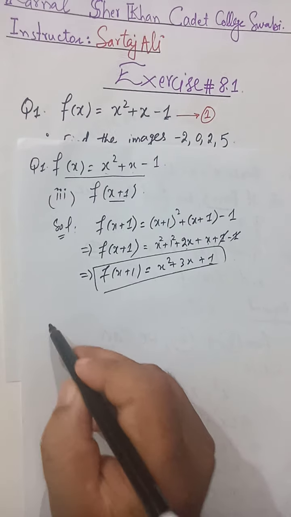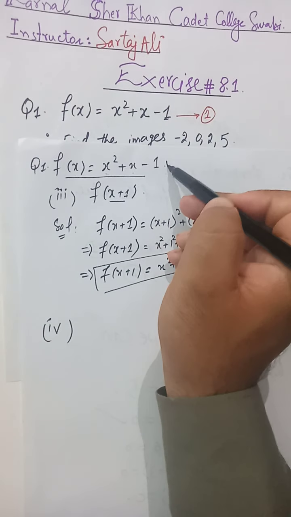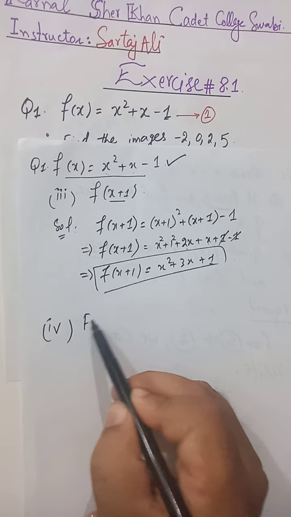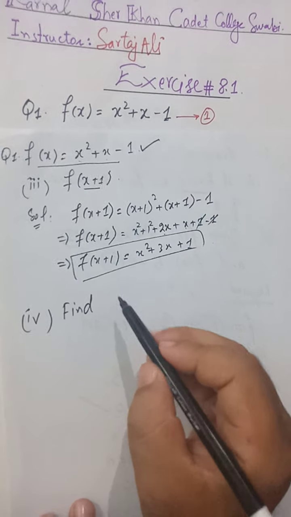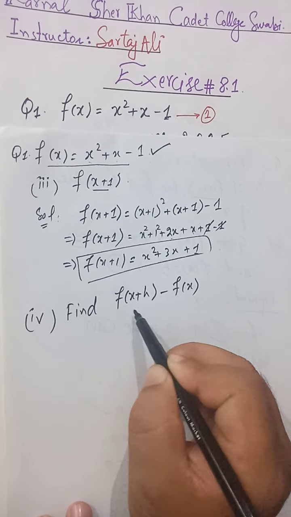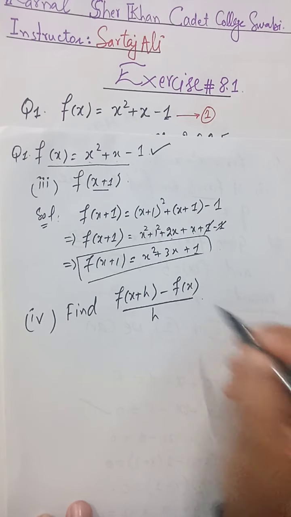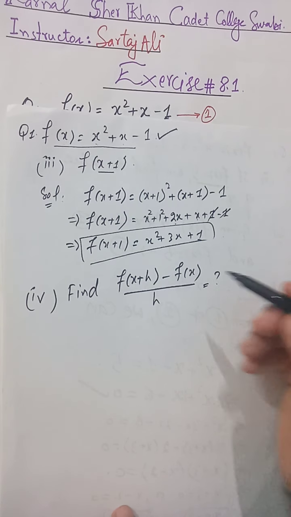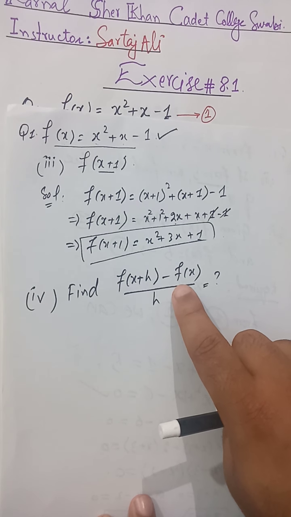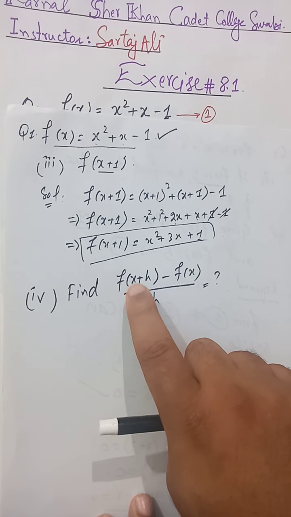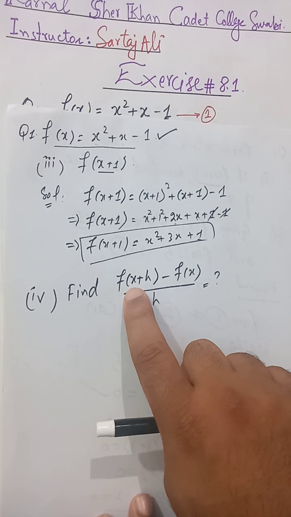Part number 4. In part number 4 of question number 1, the given function is f of x is equal to x square plus x minus 1. In part 4, you need to calculate f of x plus h minus f of x divided by h. To find this, you clearly have the value of f of x, but you don't have the value of f of x plus h, so first you need to calculate the value of f of x plus h.